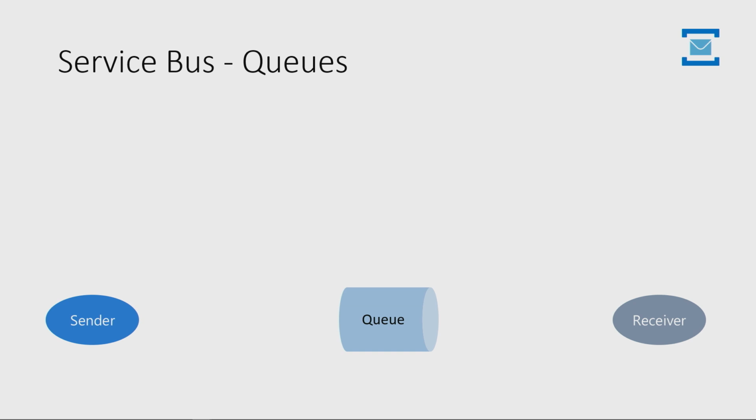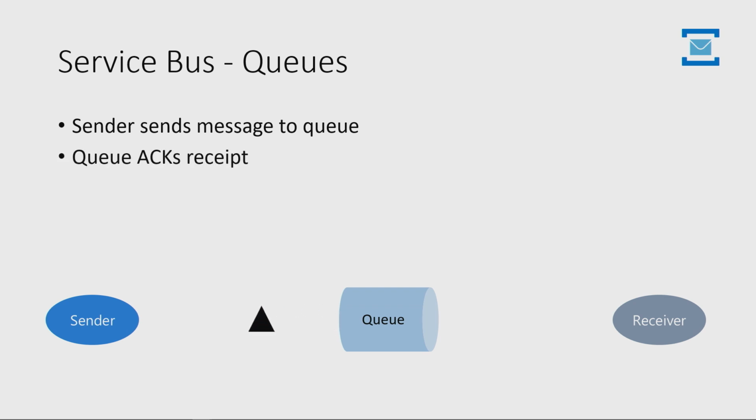Right. So the way it works is that the queue decouples your senders and receivers in the sense that the sender will send the message to the queue, and the queue will actually acknowledge the message.